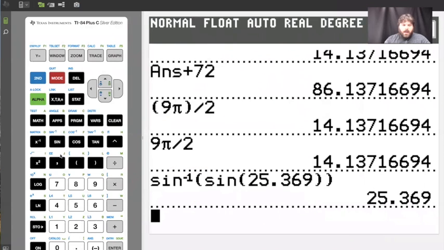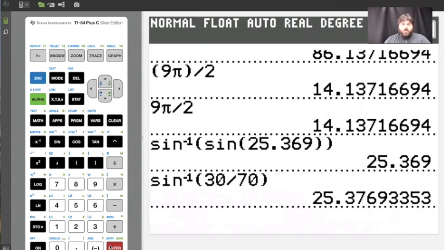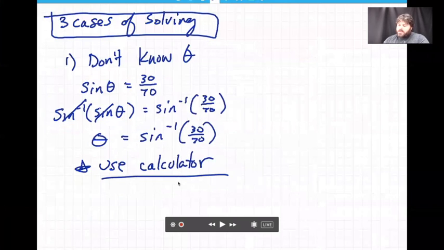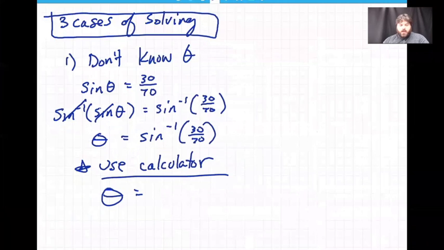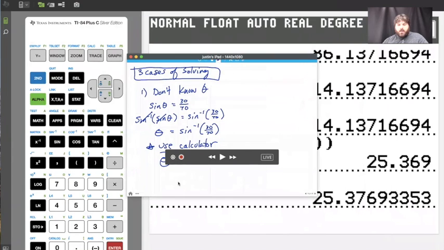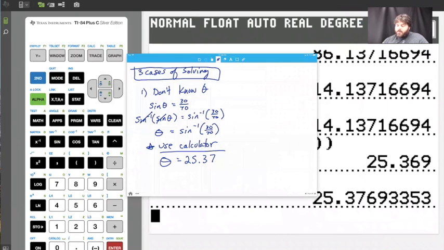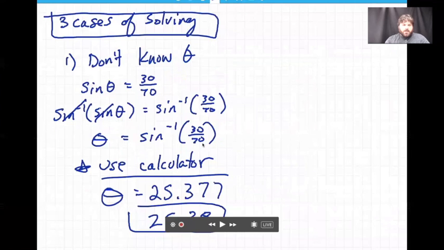Okay, so then I use my calculator. Sine inverse of 30 over 70. 25.376. That means that the angle is 25.377. If I want to round to 3 decimal places, I better say 377. Or 2 decimal places would be 38. We'll just round it to 2 decimal places.